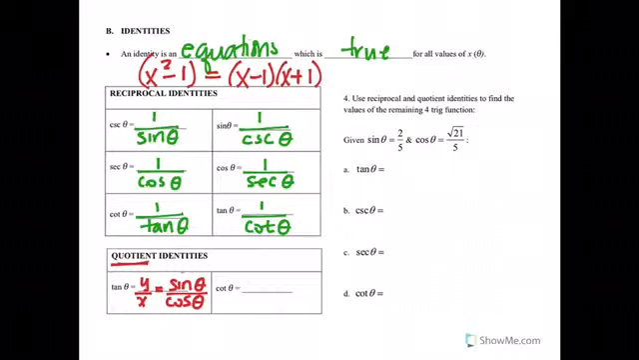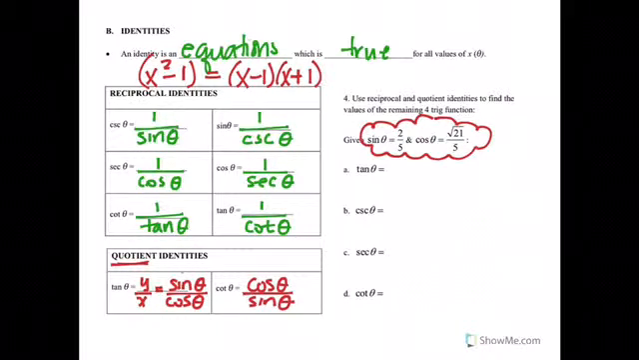Of course, if the tangent is equal to sine theta over cosine theta, then its reciprocal, the cotangent, will be equal to cosine theta over sine theta. So why do I want to learn all these identities? It actually saves me a tremendous amount of work, because if I'm given a little bit of information, like I am over here in example 4, I can use that information to solve for other trigonometric ratios.